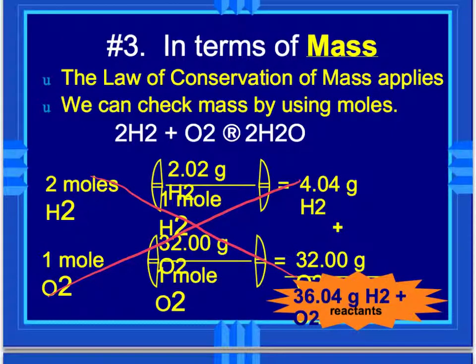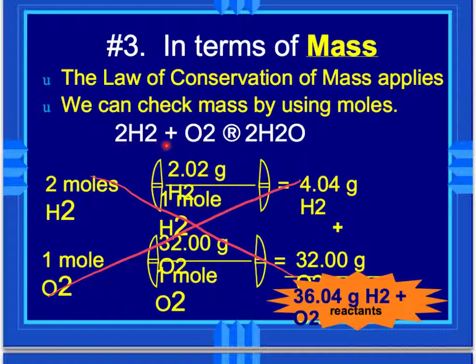So the third way that we can use chemical equations is in terms of mass. So remember the law of conservation of mass. We talked really specifically about this when we were balancing chemical equations. We said that matter cannot be created or destroyed. So in a chemical reaction, your starting mass needs to be equivalent to your final mass. And we can do that using some more math, and I'll show you this on the next slide.